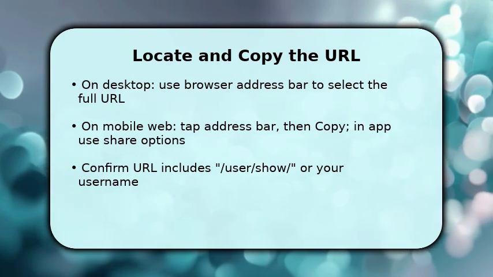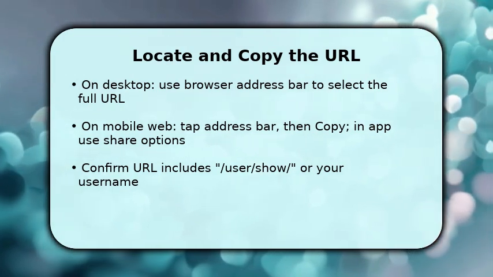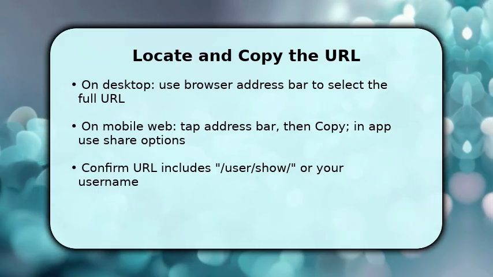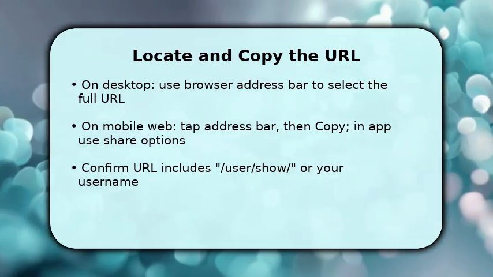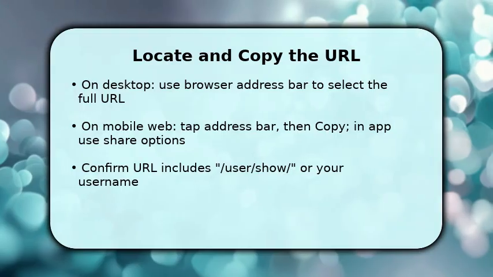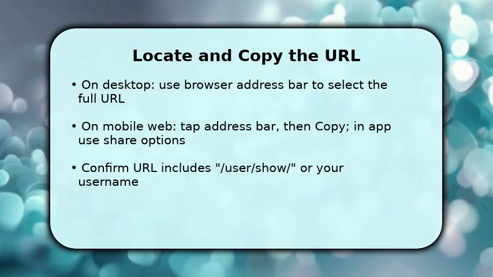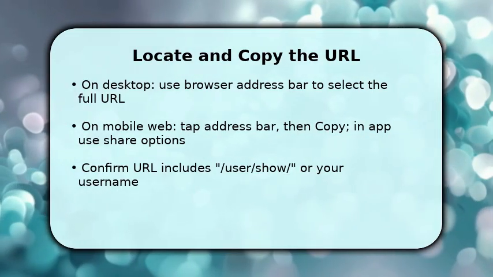On desktop, click the browser address bar and select the entire URL, then copy. On mobile web, do the same or tap and hold the address to copy. In the Goodreads app, tap the three-dot menu or share icon on your profile and choose Copy Link.